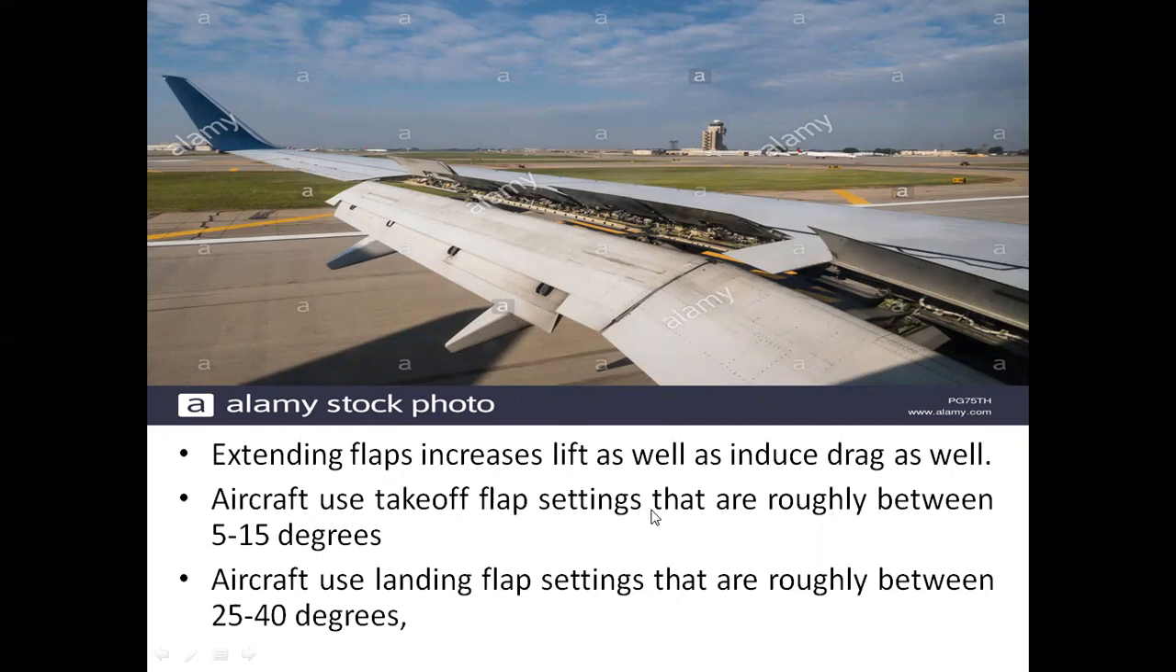Aircraft use takeoff flap settings that are roughly between 5 to 15 degrees. So, as per the point, flap is partially deployed during takeoff. That takeoff flap setting is 5 to 15 degrees. Now, at the time of landing, the flap setting would be roughly between 25 to 40 degrees. So these are the two positions of a flap. At the time of takeoff, the flap position would be roughly 5 to 15 degrees. But when the aircraft goes for the landing approach, the flap position will be at 25 to 40 degrees.